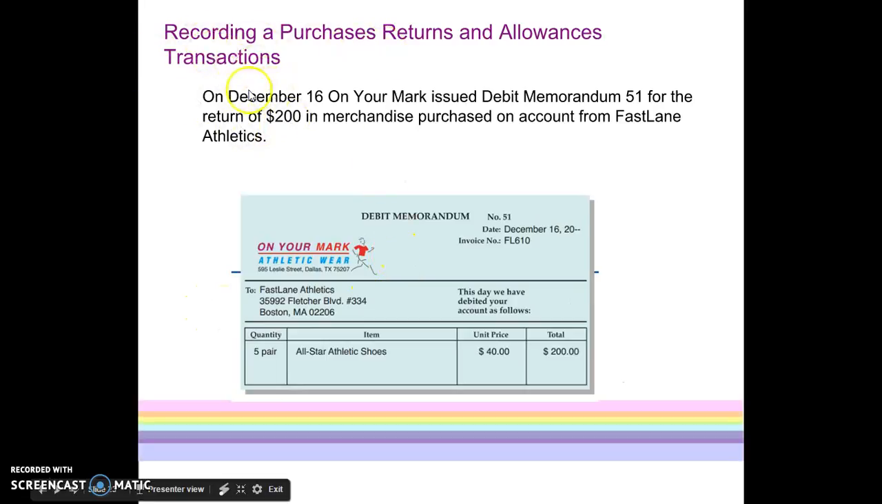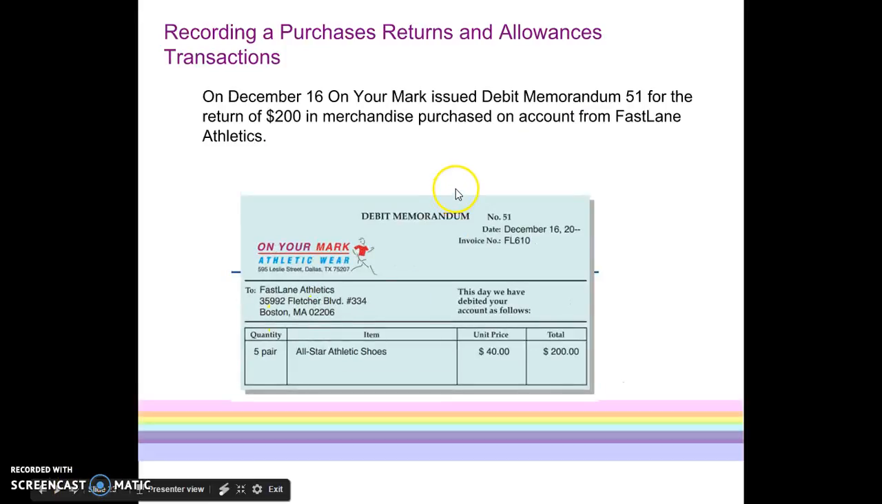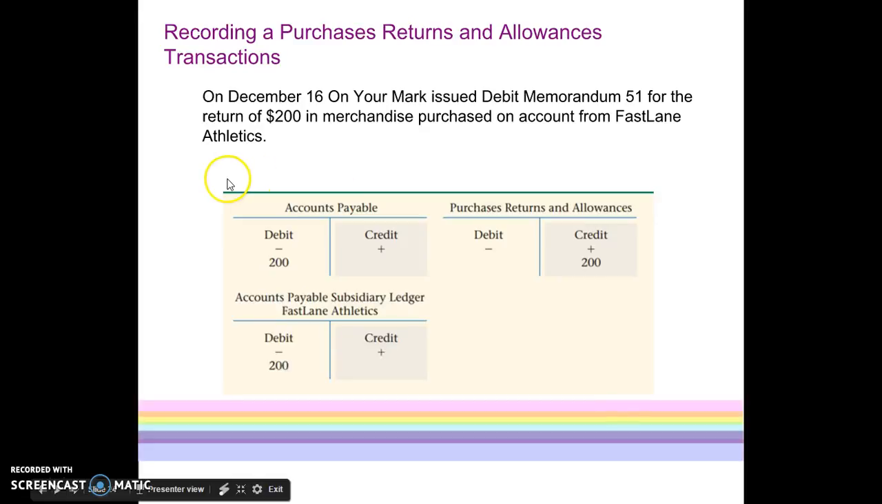Well, let's take a look at another example. This is another debit memorandum indicating the same amount. On December 16th, Onyx Mark issues debit memorandum number 51 for the return of the $200 in merchandise purchased on account from Fastlane Athletics. So if we go back, this is the debit memorandum for a supplier, and then the next slide, this one here, is what we send out because we do have to request either an allowance or request that we be able to return this merchandise.